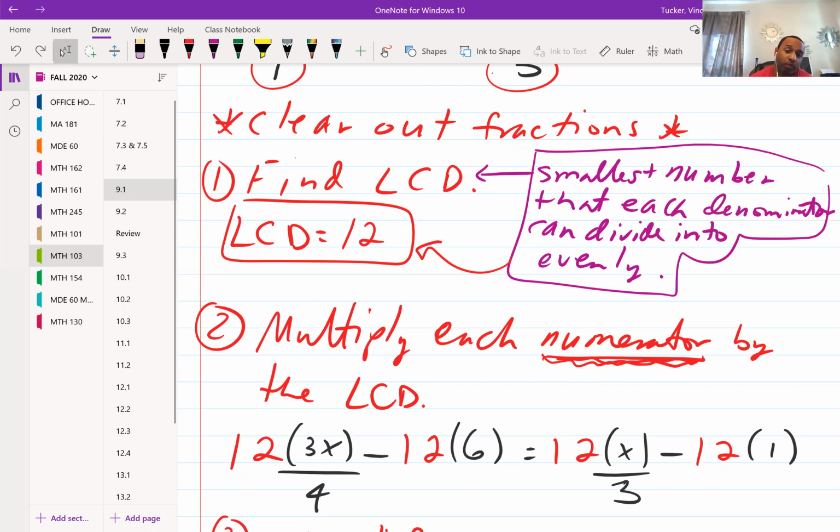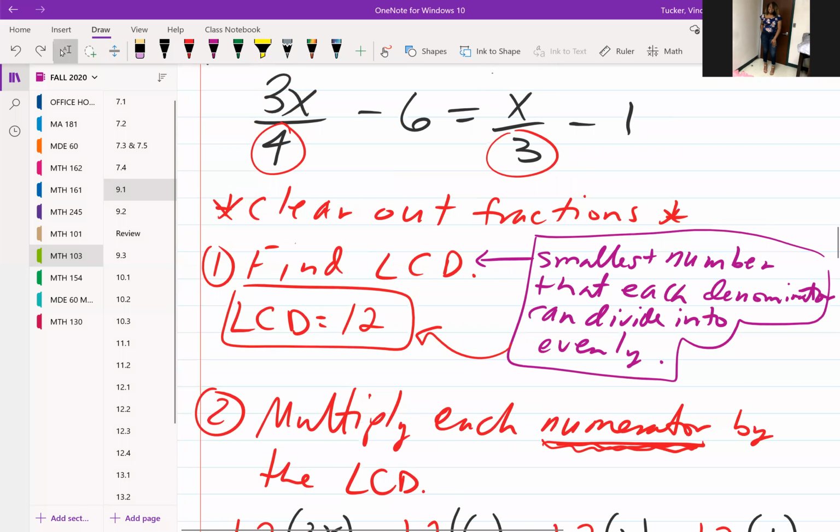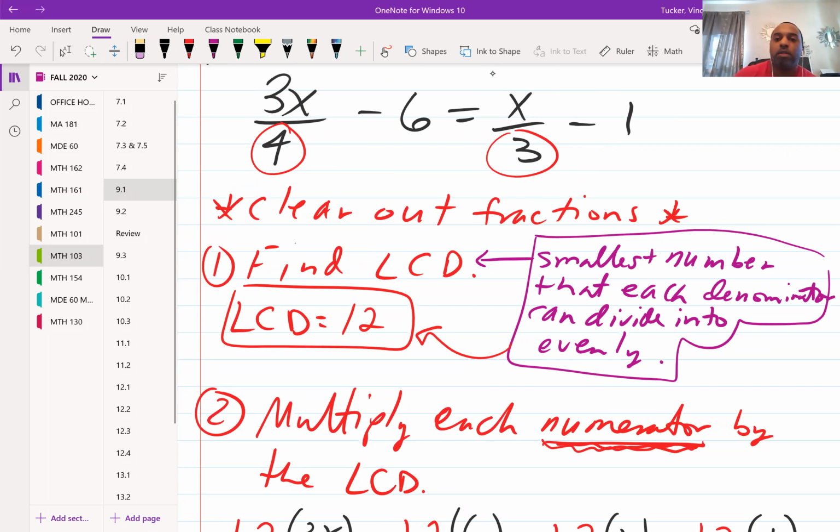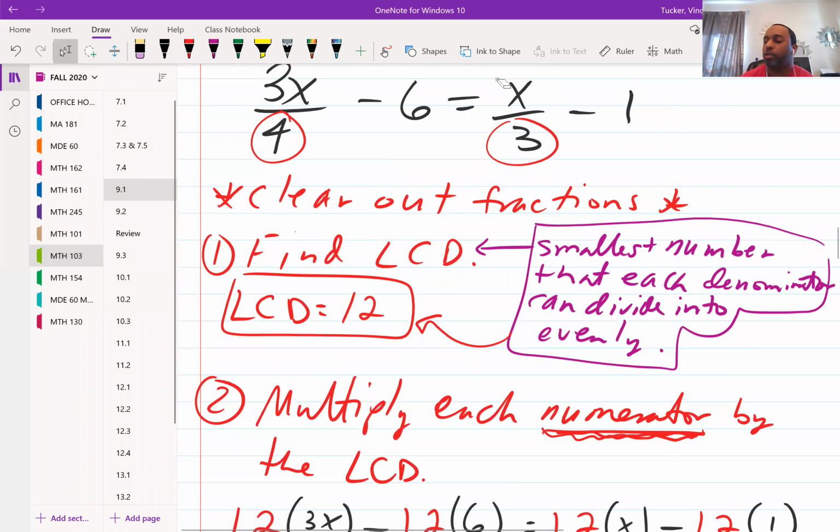Step 2, 12 times 3x over 4. I'm sorry, could you scroll back up just a little bit because I'm trying to figure out what the initial equation was. This is right here. Yeah. So you multiply 12 to each numerator. All right, any questions?